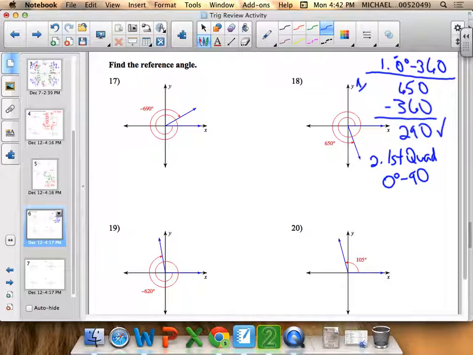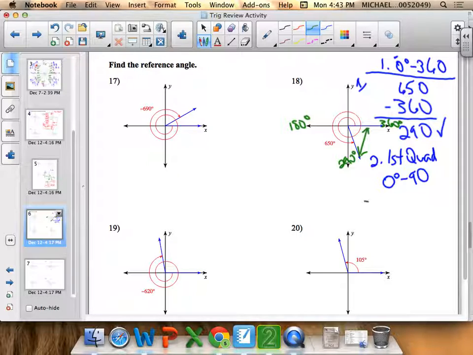0 to 90. In order to do that, I have to consider the distance away from the x-axis. This angle is 650, yes, but it is also what we just found to be 290. This is also 290 degrees. If it's in the third quadrant, there are two landmarks: 180 degrees, because I care about how far away it is from the x-axis, and 360 degrees. In this case, it's on the right side, so I need to consider this distance. And it's always going to be the bigger number minus the smaller number.